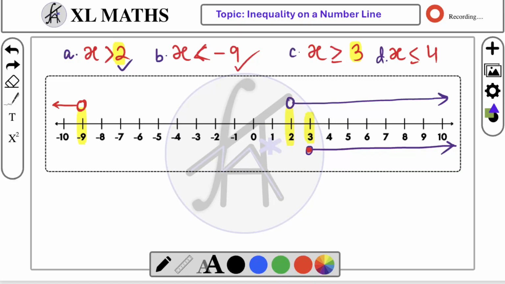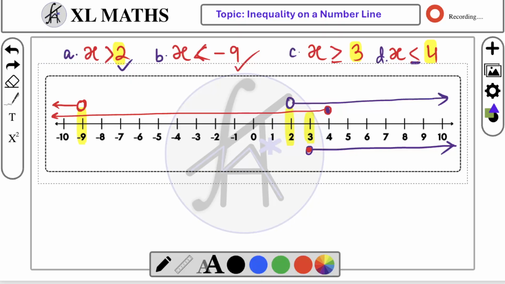Okay. Now, the other one, x is less than or equal to 4. So 4, let's locate the number. The number is here. Direction, left side. Straight to the left. Okay. Empty or full? It's going to be full. It would be a filled circle. Why? Because it's less than or equal to 4. Hope that makes sense? So that is it, and it is very easy peasy lemon squeezy.